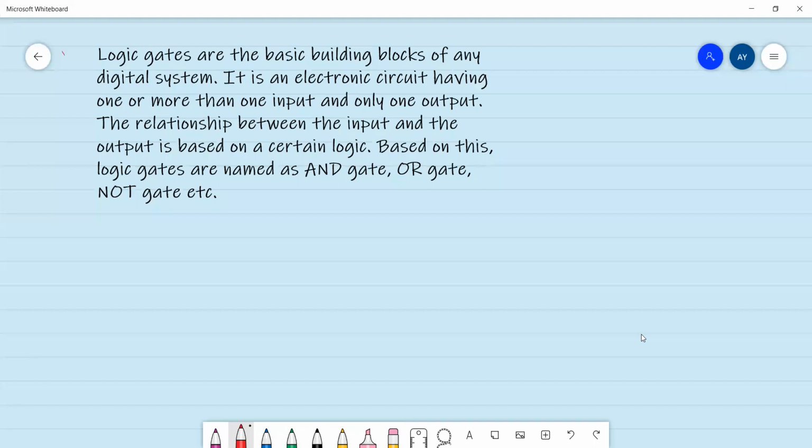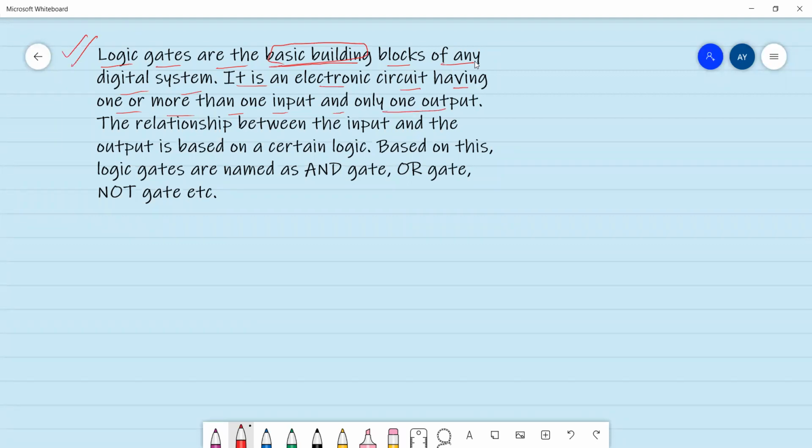So today in this class, we will be seeing about logical gates. So what are logical gates? Logic gates are the basic building blocks of any digital system. It is an electronic circuit having one or more than one input and only one output.